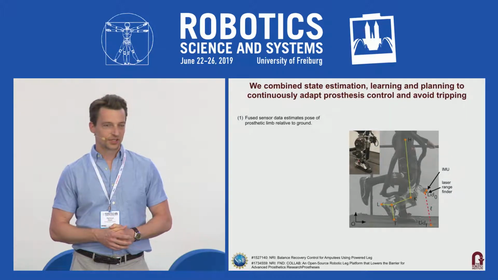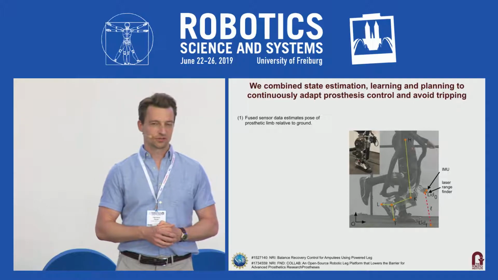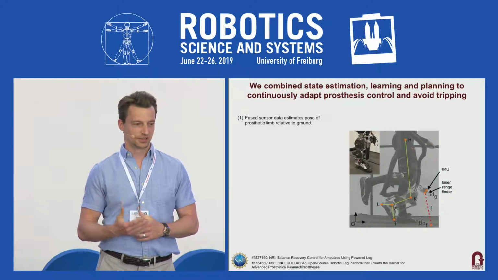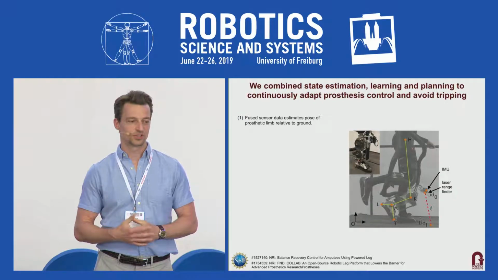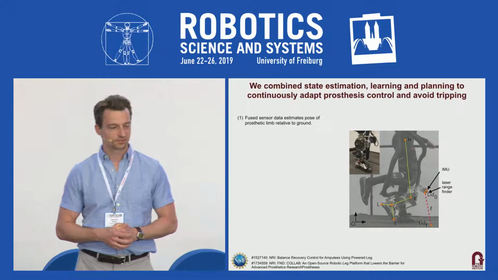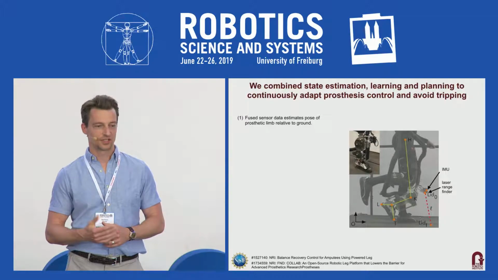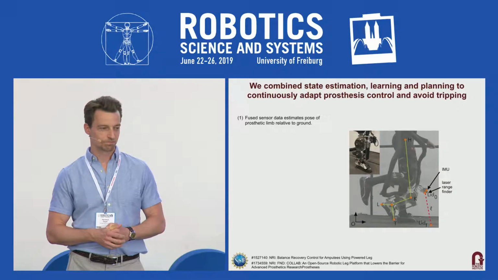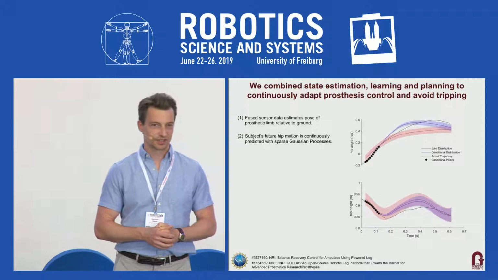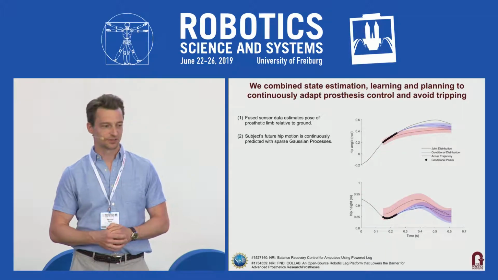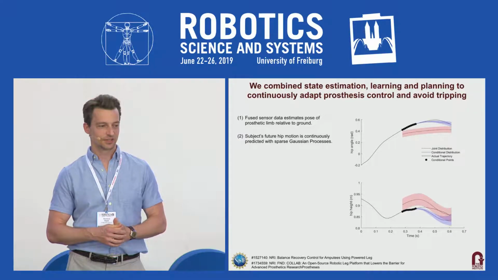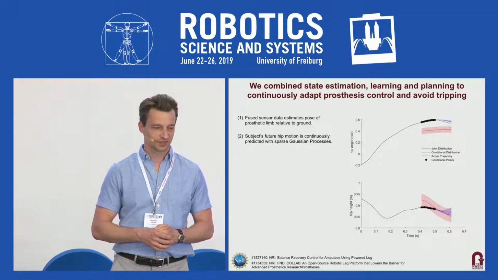We combine state estimation, learning, and planning to try to overcome this limitation, and in this particular example, continuously adapt the prosthesis control to avoid tripping. For that, we first fuse sensor data to estimate the pose of a prosthetic limb relative to the ground based on an IMU and a laser rangefinder. In addition, we estimated a subject's future hip motion continuously based on sparse Gaussian processes.